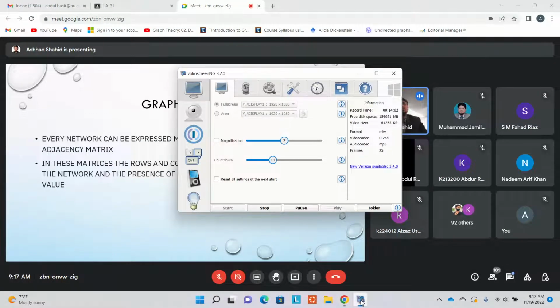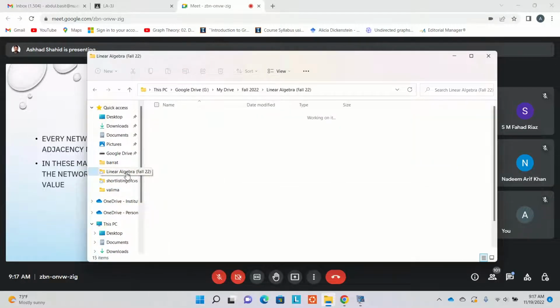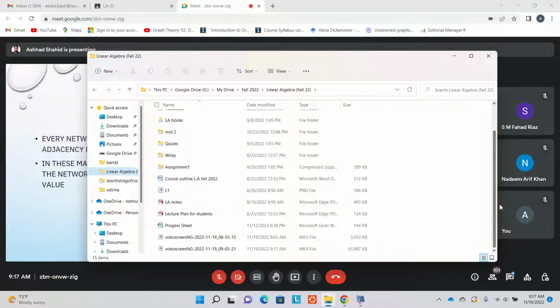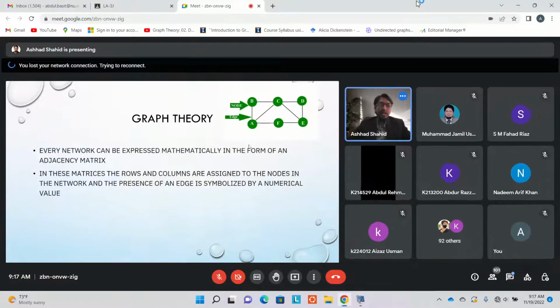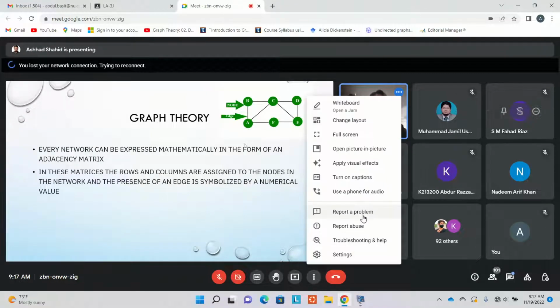This matrix can be either a directed matrix only, like we are describing of this graph.